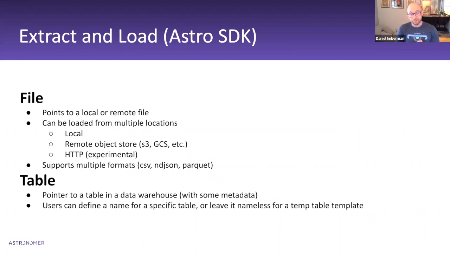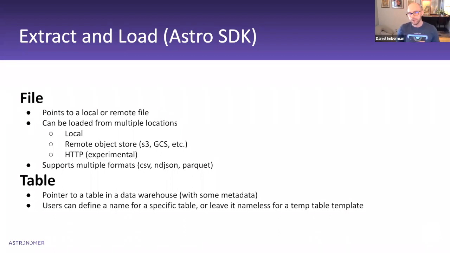So a file can be local, it can be a remote object store. We currently have experimental support for HTTP endpoints, but with that file object, we support all sorts of formats like CSV, NDJSON, Parquet. We can then convert those for you so you don't have to think about those conversions manually. We also have the table object, which points to a table in a data warehouse.